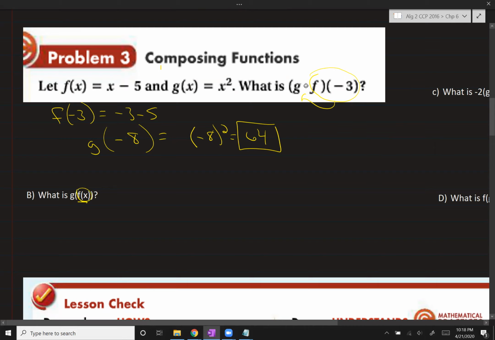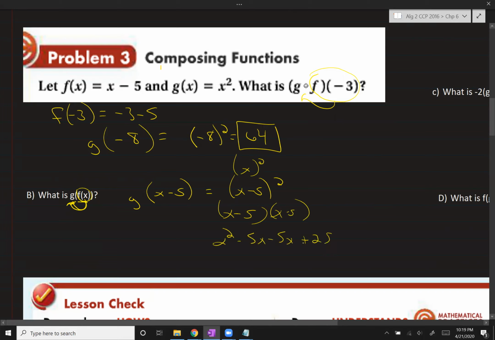So f of x needs to go into g. So I need g of x minus 5. So I want x minus 5 squared because the function g was just x squared. So I'm replacing that with f of x. So that means we need x minus 5 times x minus 5. So I get x squared minus 5x minus 5x plus 25. So our end result is x squared minus 10x plus 25.